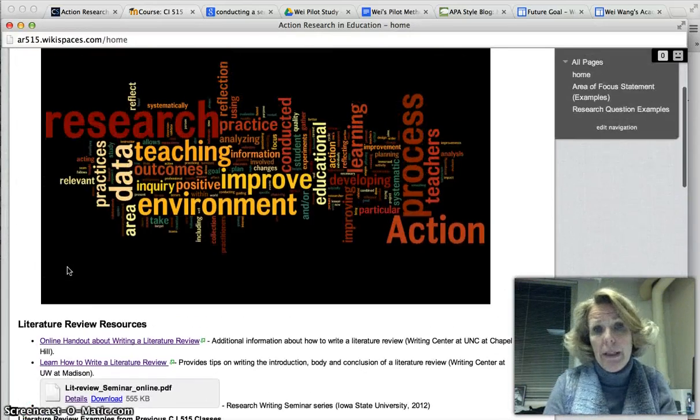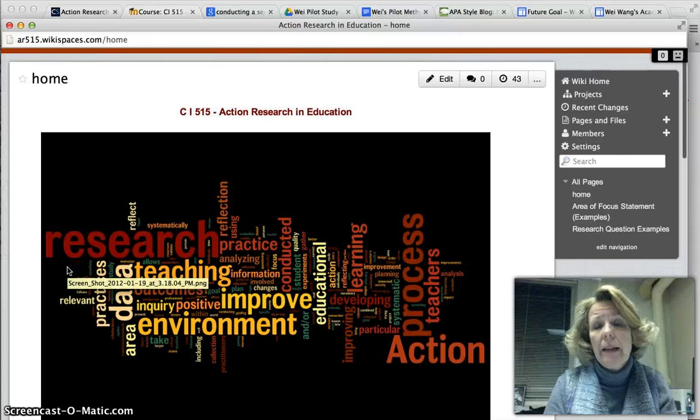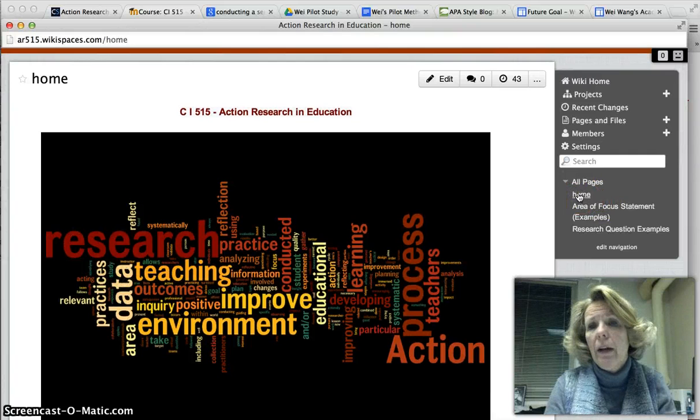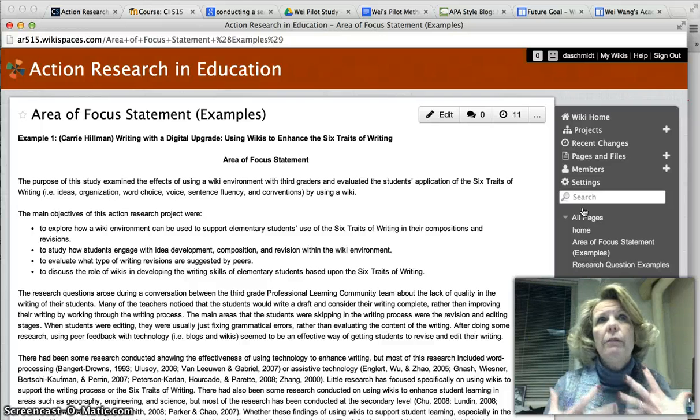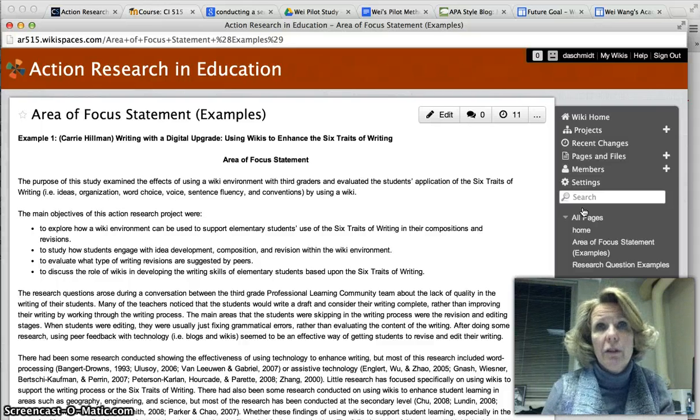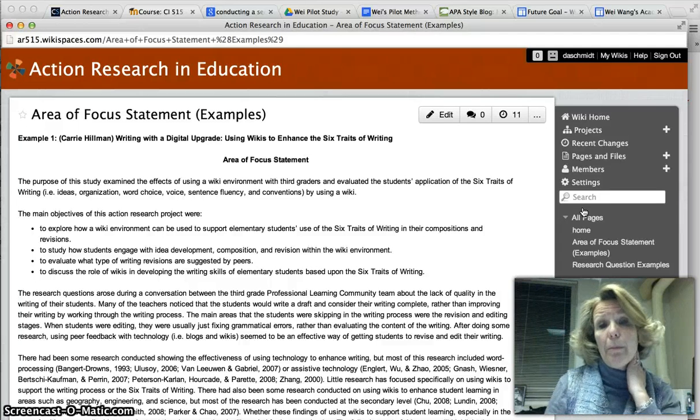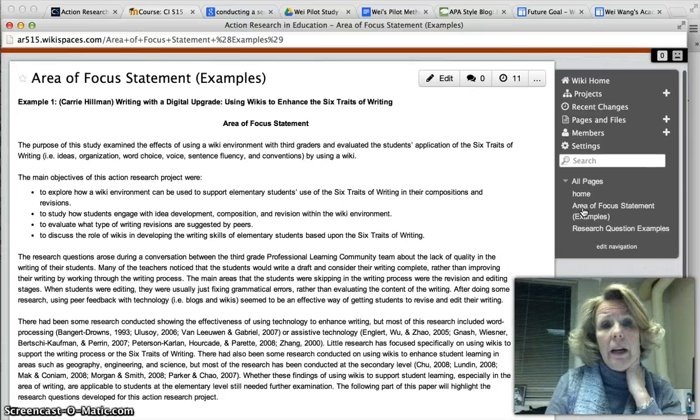More importantly, probably, at the top of here, I'm on the home page right now, I've also added a couple of area of focus statements so that you can see these are two that I would say are really good. If I was grading the project, when I used the checklist at the end of the semester, these two measured up really well on that checklist.